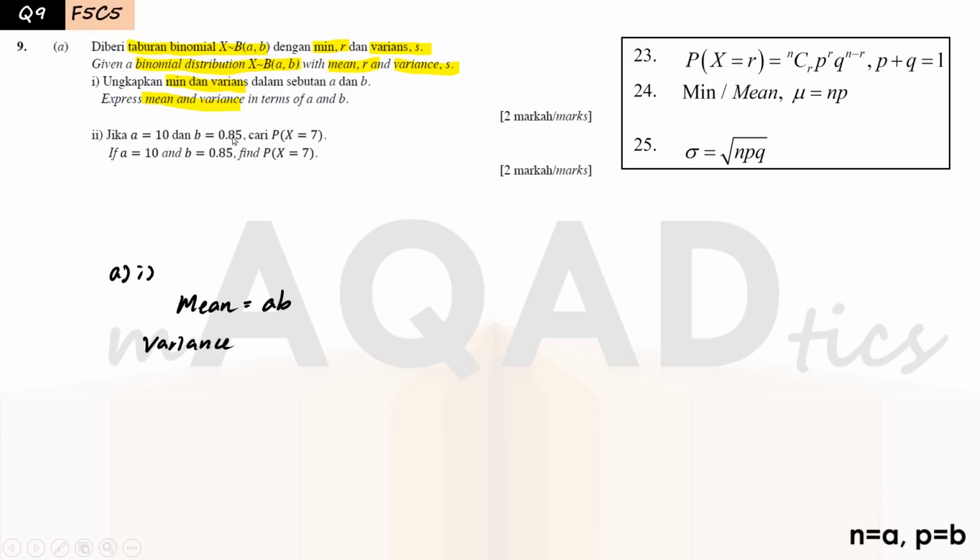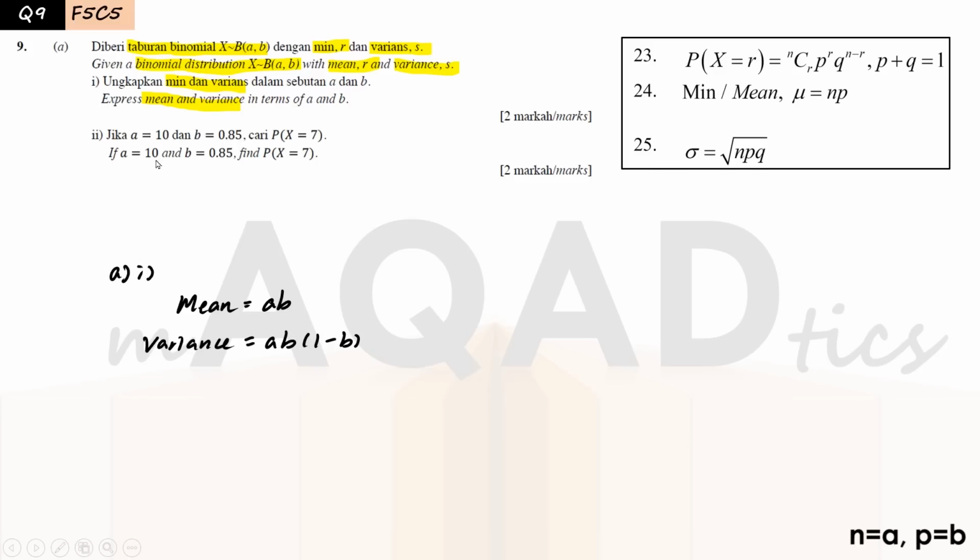And for the variance, this one is a standard deviation, so we don't need to put the square root, but here it would just be n times p times q. So n and p are A and B, and q is the probability of failure, so here we need to use 1 minus B as the value of q.